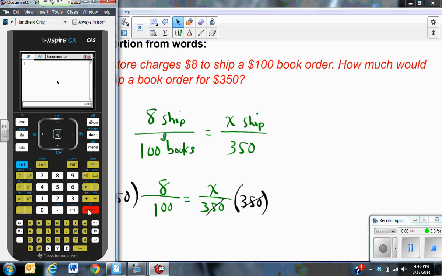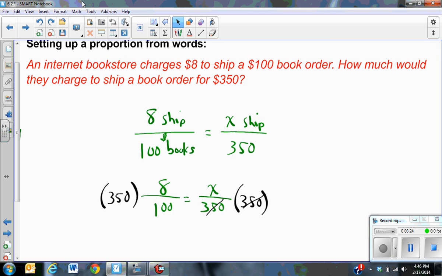There we go. So 350 times 8, enter, and then divide by 100. There we go, 28. So x is 28. And the last thing I want to do is see if that makes sense. Well, if I'm spending $8 to ship $100 worth of books, and I'm going to now ship books that cost a lot more, I expect to spend more on shipping. So $28 makes sense. And I get the same thing if I multiply by 3.5.